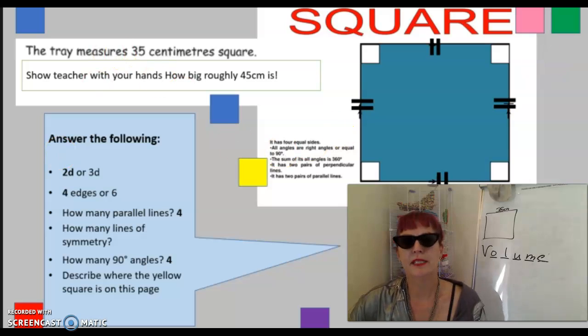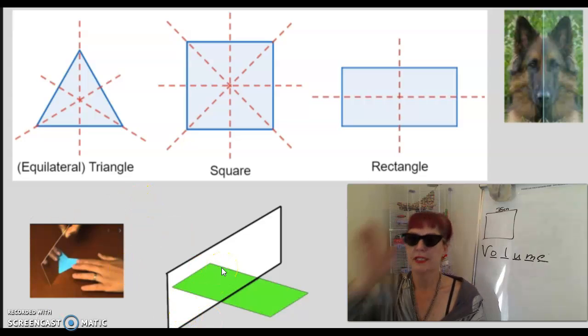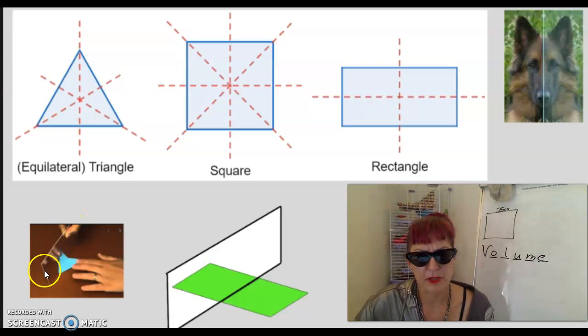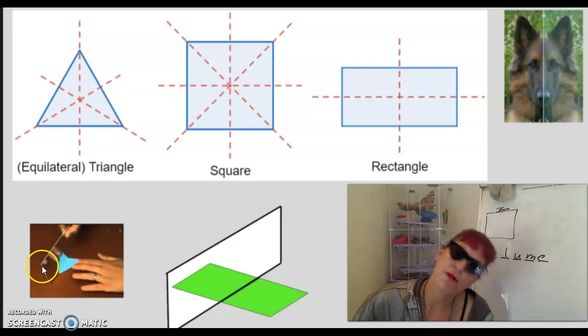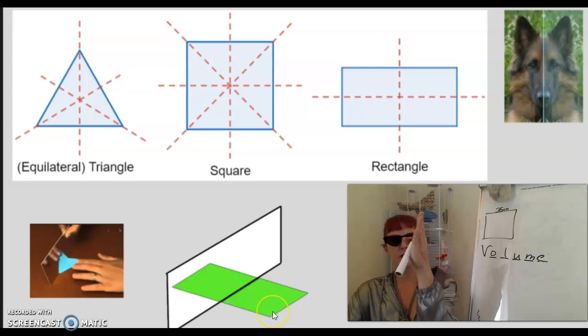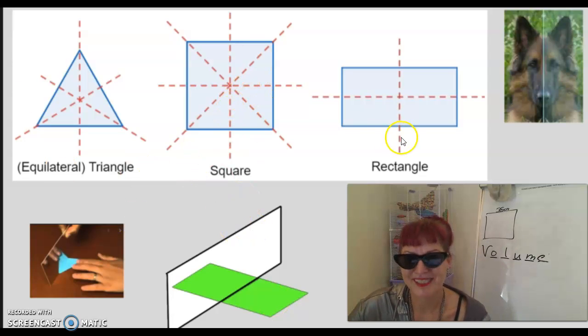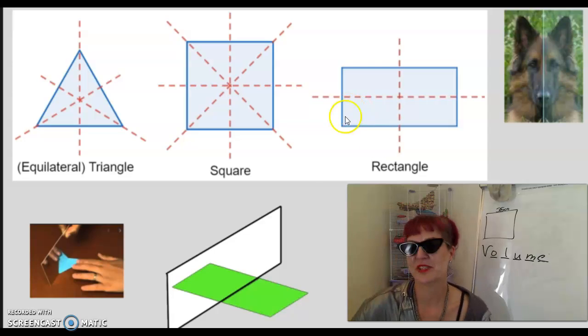How many lines of symmetry? I'm going to go to my next slide on that one. Symmetry. Symmetry is when you... Oh, look at the picture. They're putting a mirror on a shape and they're looking at the reflection, the image. If something is symmetrical, when you put your mirror on it, the reflection will be exactly the same. And I've got some shapes up here. I should have taken their names off them and asked you what they are.